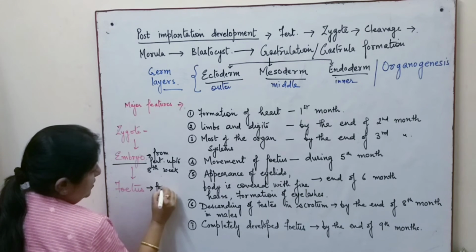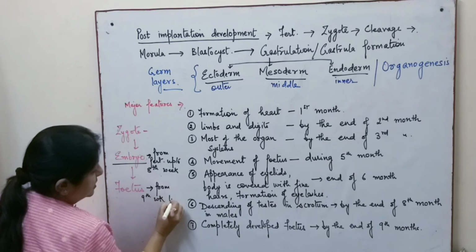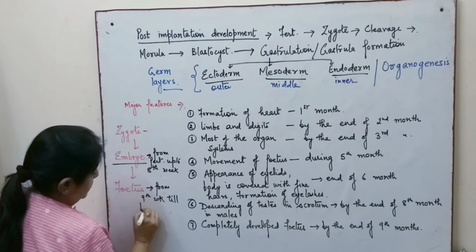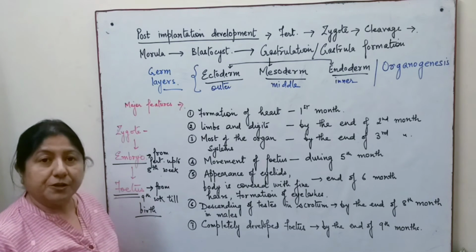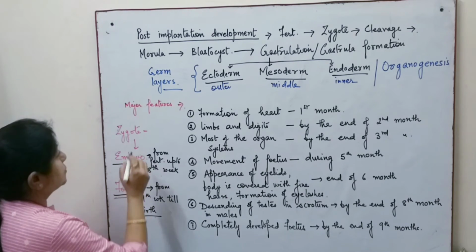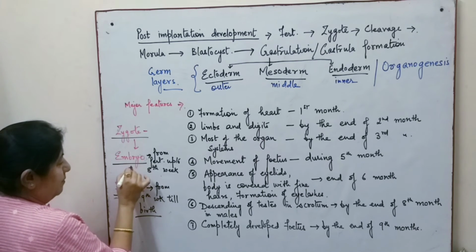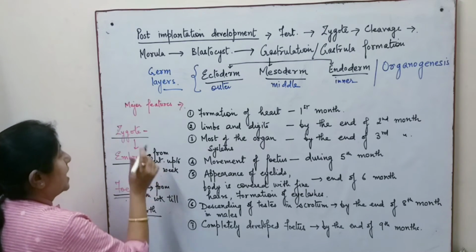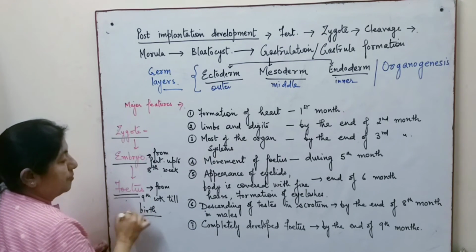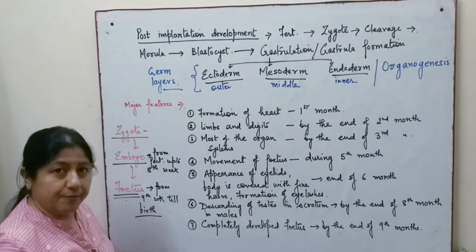From the 9th week till birth, it will be known as fetus. So we have the zygote turning into embryo, and the embryo will develop into fetus. That is the period of growth, and everything will form the complete individual, and the process is embryogenesis.